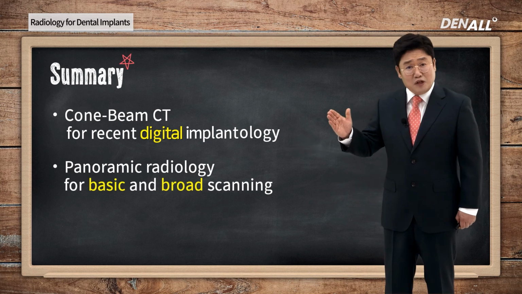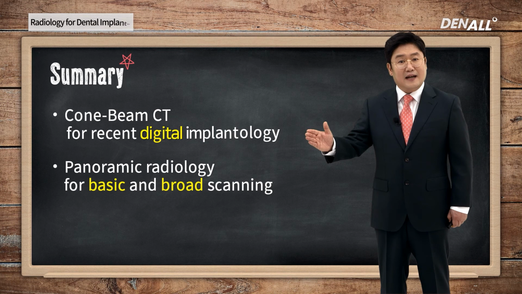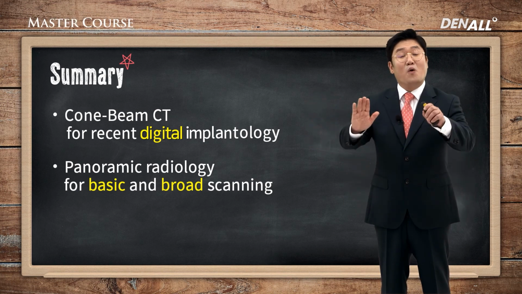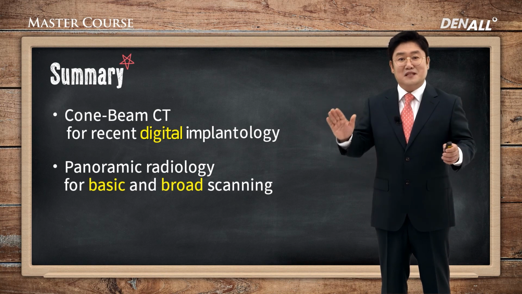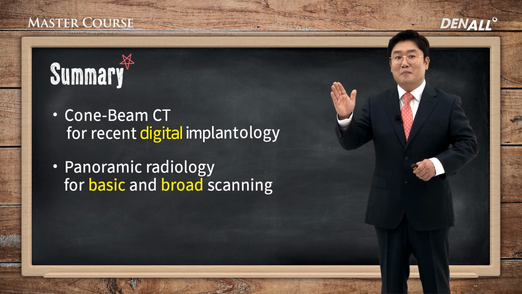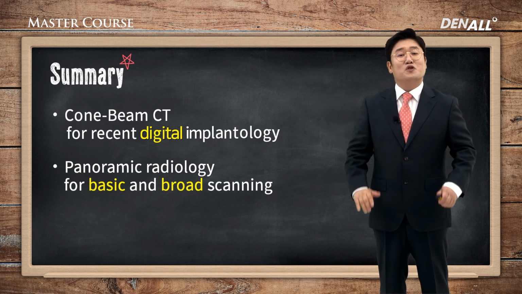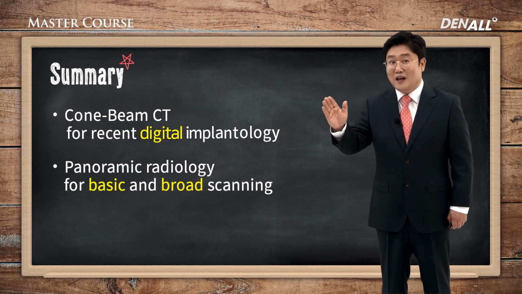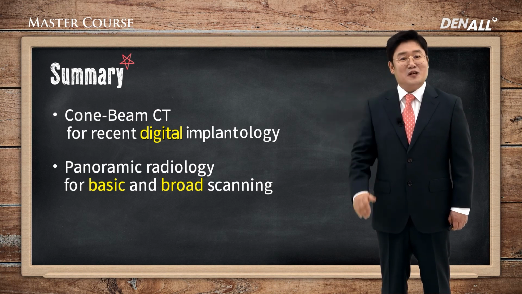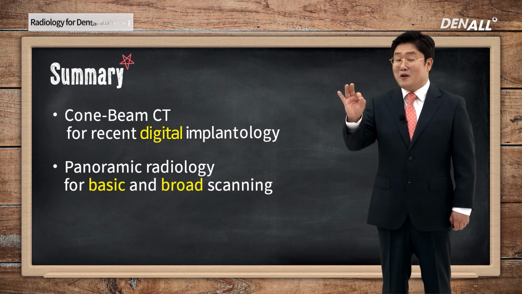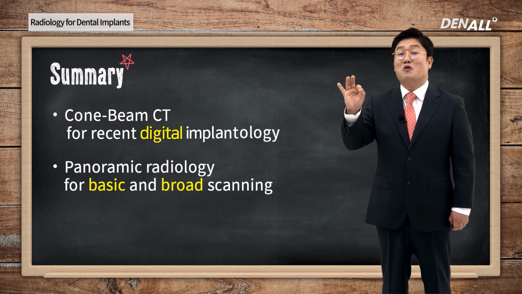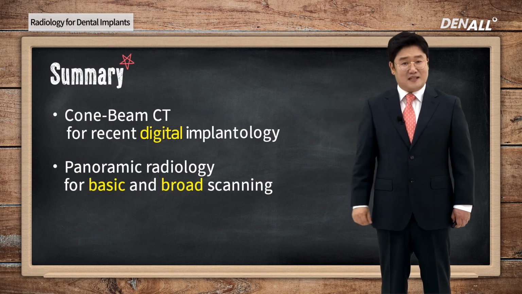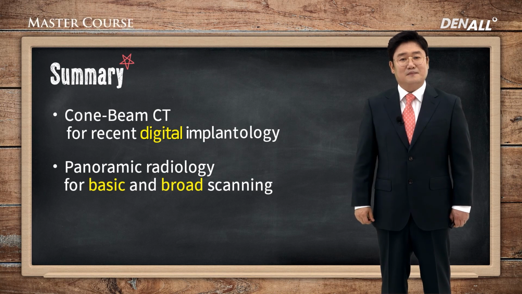Panorama is the most basic procedure, and it can scan the broad area. Through the broad scanning, teeth, jaw bones, bone, and their relations with important anatomical structures can be identified. The bone height of the area where implants will be placed can be identified, which is very important. After panorama pictures are taken, further X-ray procedures can be chosen.